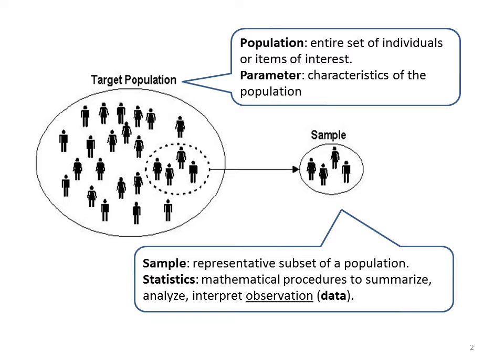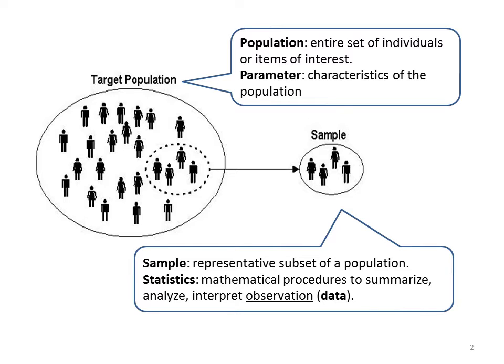We usually start our studies with a research question. For example, what is the prevalence of obesity in American school children? The way to answer it would be to interview all the 5 to 16-year-old children in the United States, which is the target population. It's the entire set of individuals or items of our research interest. And the features of the population are called parameters.